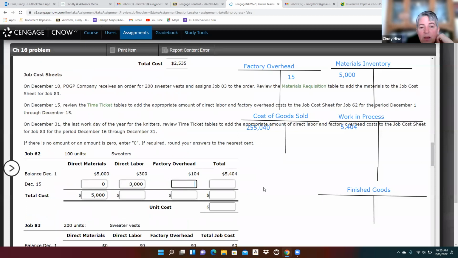And we're going to apply overhead to each of those 200 hours. 200 hours times $8.40 per hour is $1,680 worth of overhead that we applied. Make sense so far?